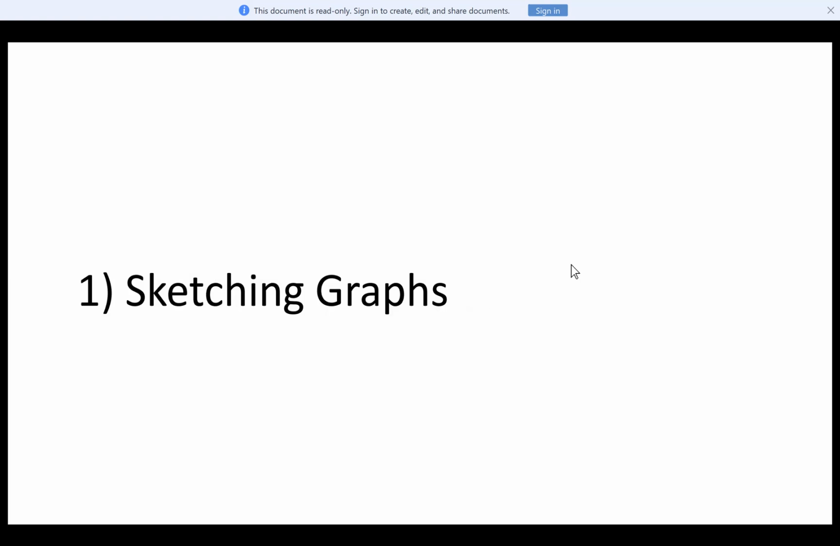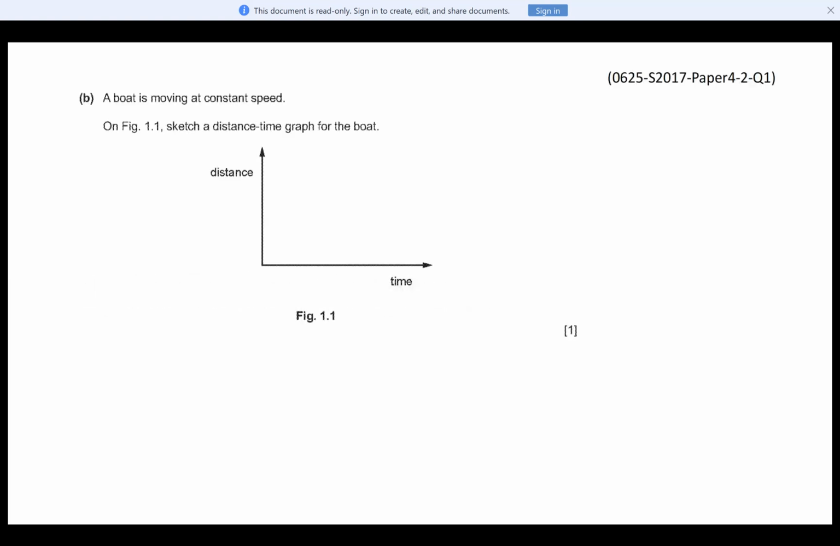We will begin with sketching graphs. A boat is moving at a constant speed. Sketch a distance time graph for the boat. So you should know that for a distance time graph, the speed represents the slope. And the slope is constant here because we have constant speed. So if we have a constant slope, this means that the graph is a straight line. So therefore, we expect the graph to look something like this. It is possible also to start at a different point, that doesn't matter, but any upsloping line would be correct. And therefore, the correct answer here looks something like this.